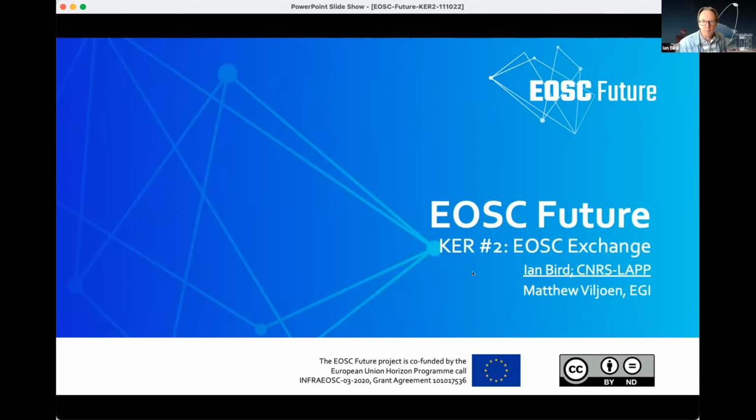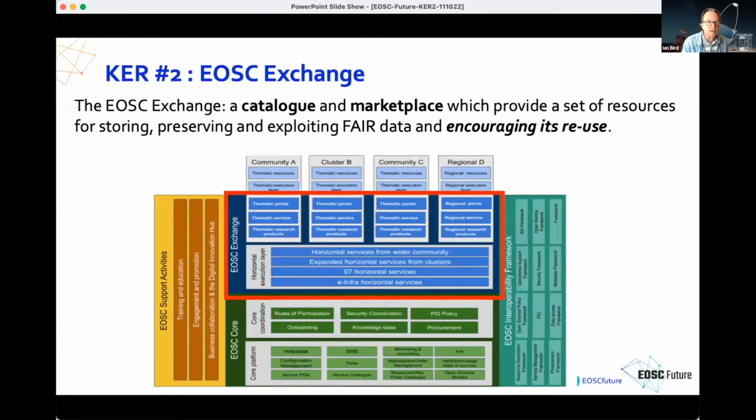So I'm going to give a brief introduction and overview of the EOSC exchange, which is complementary and integrated with the core services that Diego talked about. The idea here is that this is a place where people can share resources, research outputs, and so on.